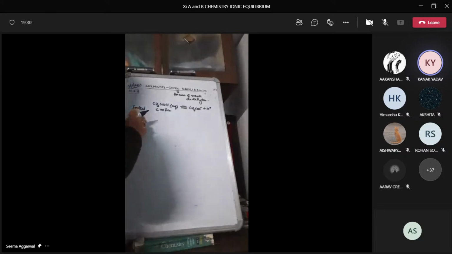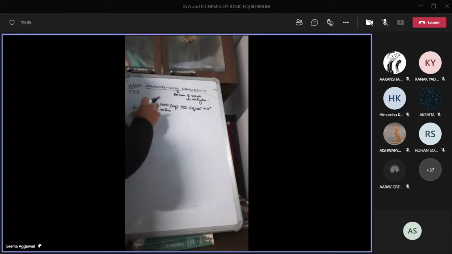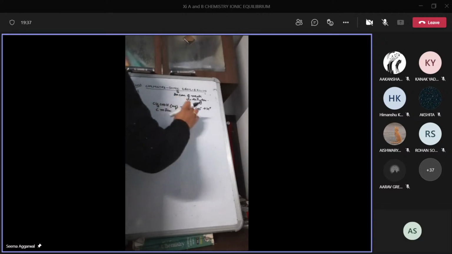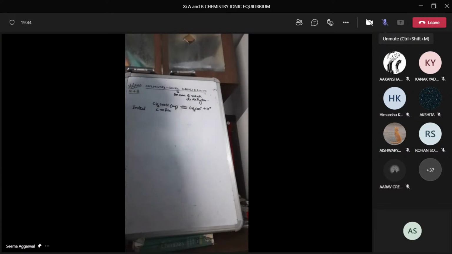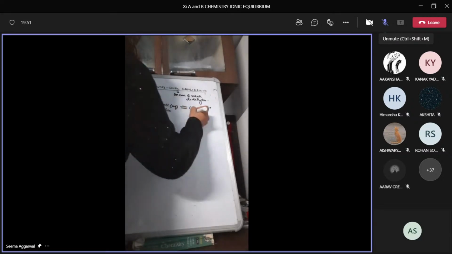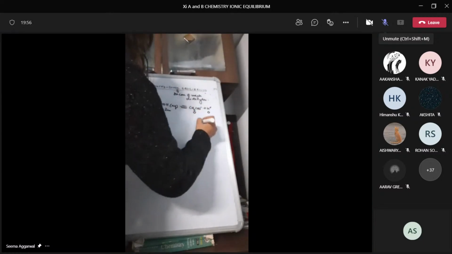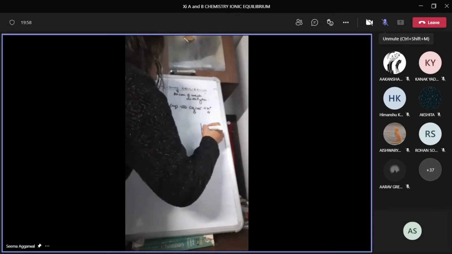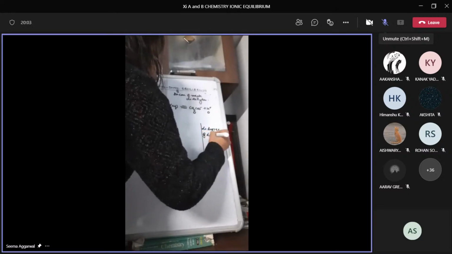Ma'am, what do I have to tell? Initially, when the reaction has not started, if I am taking C moles of acetic acid, what will be the concentration of acetate ions and H+ when the reaction has not started? It will be 0, ma'am. 0. Now, suppose alpha is the degree of dissociation, and degree of dissociation is for 1 mole.